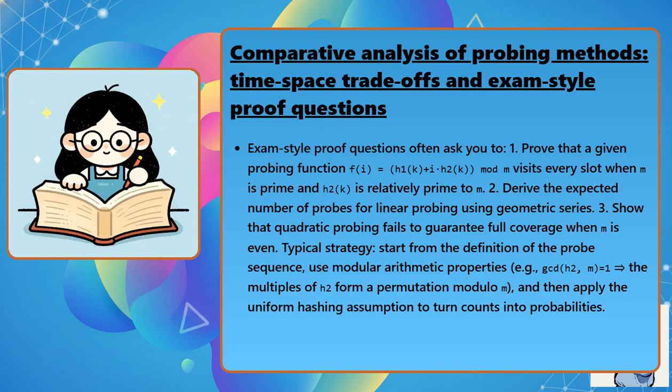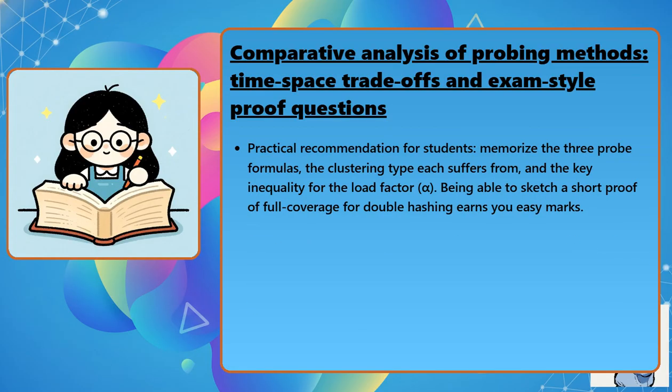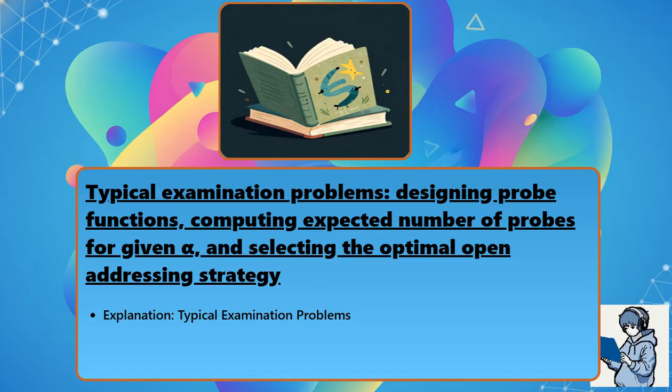Typical strategy: start from the definition of the probe sequence, and use modular arithmetic properties. For example, the greatest common divisor of h2 and m equals 1 implies the multiples of h2 form a permutation modulo m, and then apply the uniform hashing assumption to turn counts into probabilities. Practical recommendation for students: memorize the 3 probe formulas, the clustering type each suffers from, and the key inequality for the load factor alpha. Being able to sketch a short proof of full coverage for double hashing earns you easy marks. Explanation: typical examination problems.